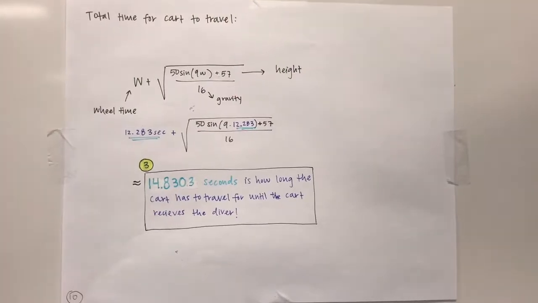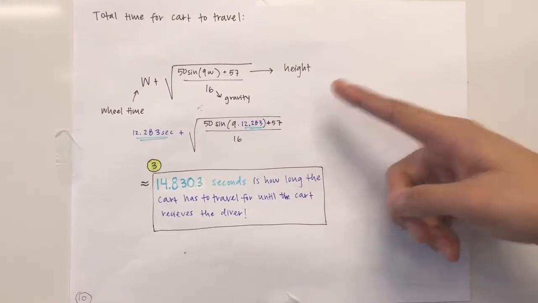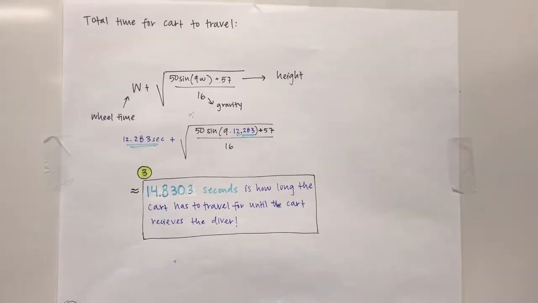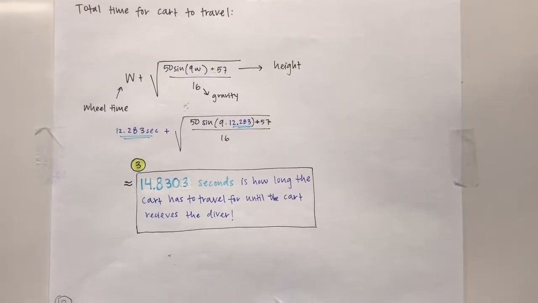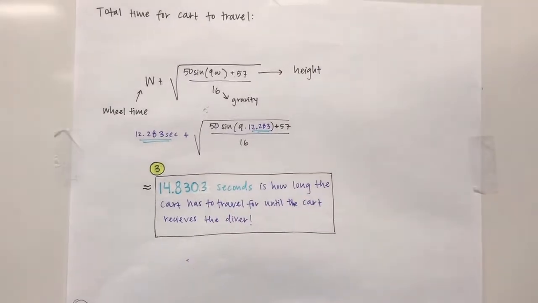The total time for the cart to travel is represented by the formula w + square root of height over 16, but the height is 57 since it takes into account the water level of the cart, which is 8 feet off the ground. After simplifying the problem further, we got that the cart has to travel for about 14.8303 seconds until the diver dives into the water.